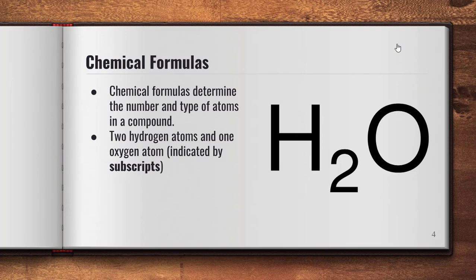So in regards to chemical formulas, they determine the number and the type of atoms in a compound. If we look at the example here on the right, we have water, which contains 2 hydrogen atoms and 1 oxygen atom. These are indicated by what are known as subscripts. The subscript 2 indicates that there are 2 hydrogen atoms inside of a molecule of water. When we have just 1 atom inside of a molecule or a compound, we do not use a subscript. The lack of a subscript implies that there's just 1 atom there. So hopefully you get the idea here. Again, it's all about the subscripts. The subscripts determine the number of atoms that are found inside of a compound or molecule.